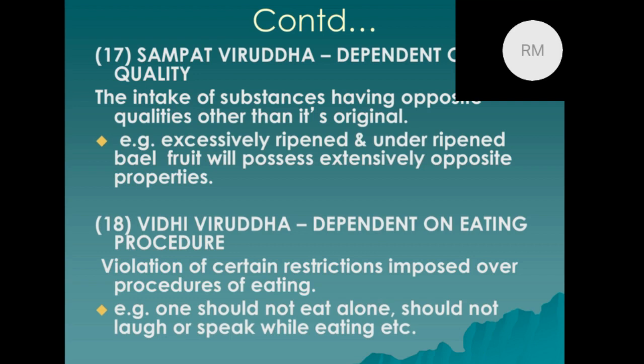And then finally we have procedural incompatibility, violating restrictions imposed. One should not eat alone, one should not laugh or speak while eating. If you do that, that can also interfere with proper digestion. And so these are 18 types of incompatibility that make your food incompatible and not nutritious.